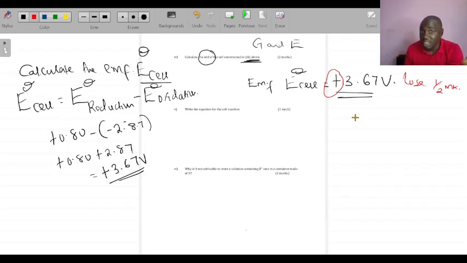And in most cases, the EMF is always a positive value. So rarely do you work it out and you get a negative sign. So if you work it out and you find it's negative, that should tell you you need to go back and relook at your working, because that means something could be wrong somewhere. So that's how we calculate the EMF.